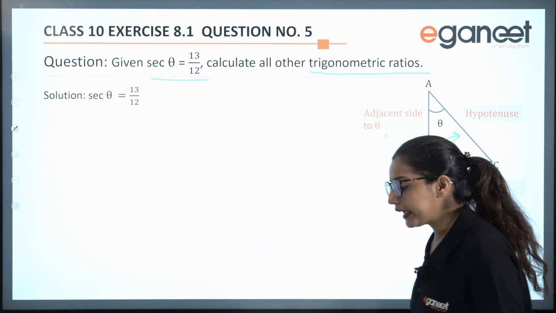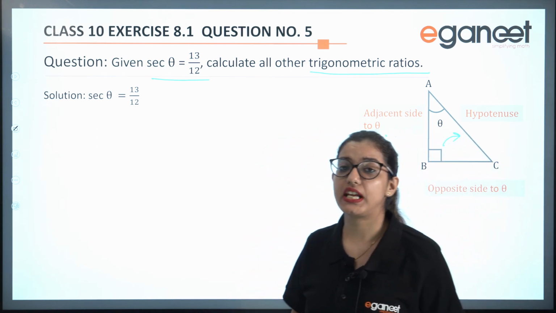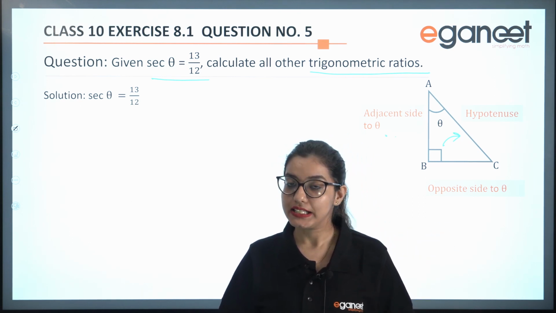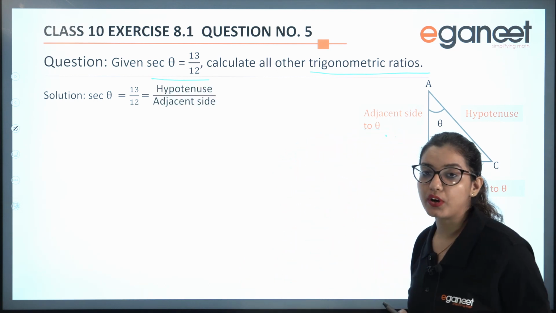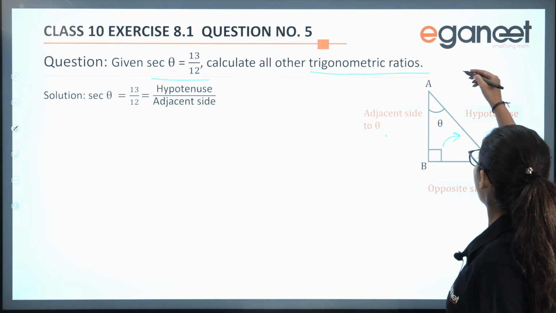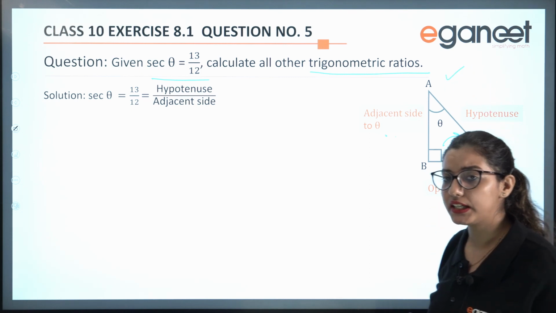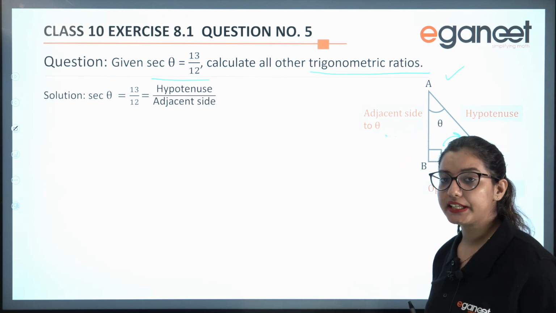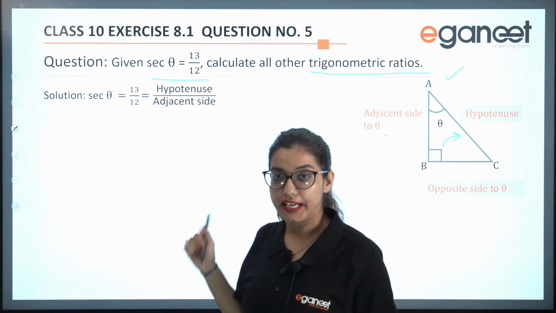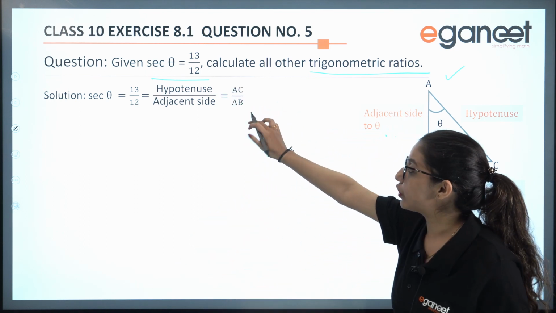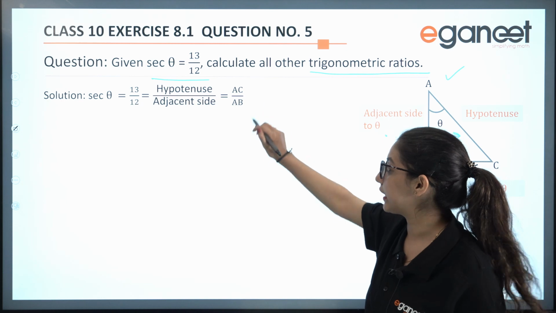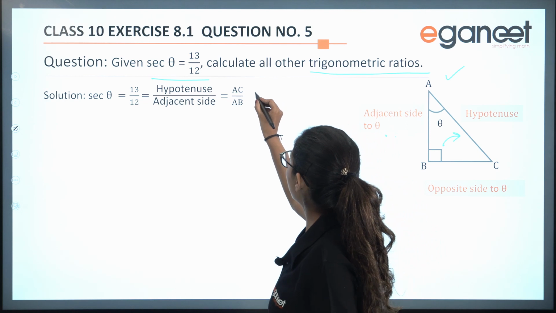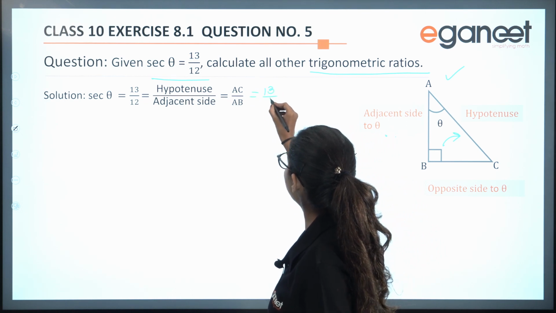Okay. So now can you recall what is the formula of sec theta, in terms of the sides? Yes, it is hypotenuse upon adjacent. Now can you tell me what is the hypotenuse of right angle triangle ABC here? Yes, it is AC. And what is the adjacent side here? Yes, it is AB, right. So the ratio of hypotenuse to adjacent side is AC upon AB, right. So that means we have AC upon AB equal to 13 upon 12.